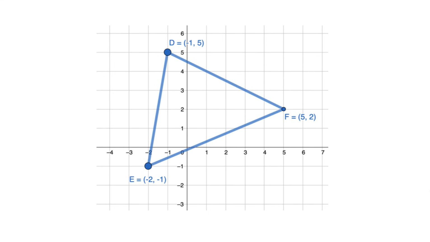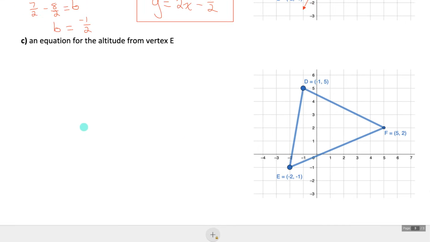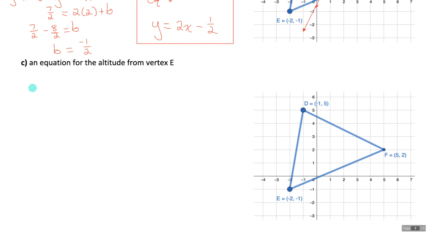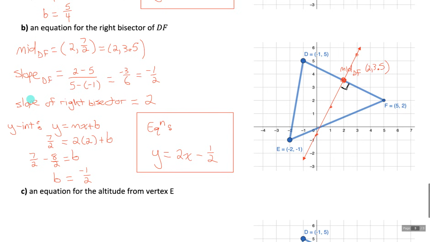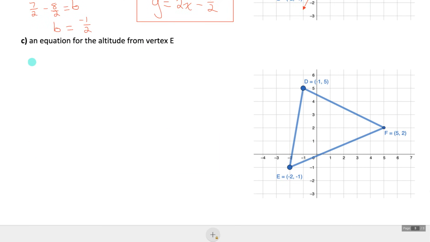So the fact that I know that it's going to be perpendicular to DF tells me that I'll be able to find the slope of it by using the negative reciprocal of the slope of DF. And if you remember from the last question, we know the slope of DF is -1/2. That tells me the slope of my altitude is going to be the negative reciprocal of that. So it's going to be +2/1, which I'll write as +2. So I know from E, it's going to go up to the right 1, up to the right 1, and so on until it connects to the opposite side. So this is what the altitude is going to look like.